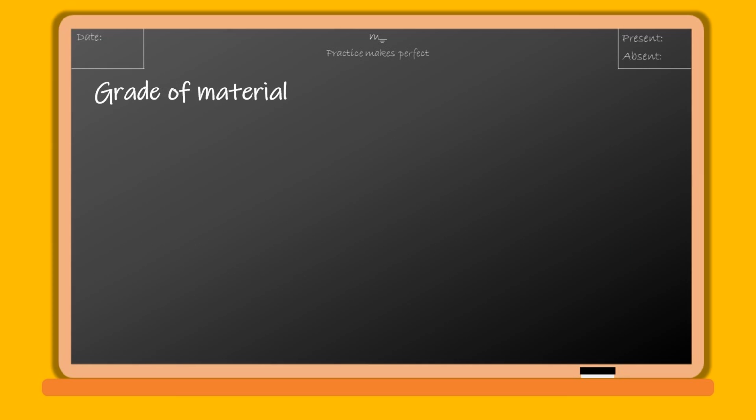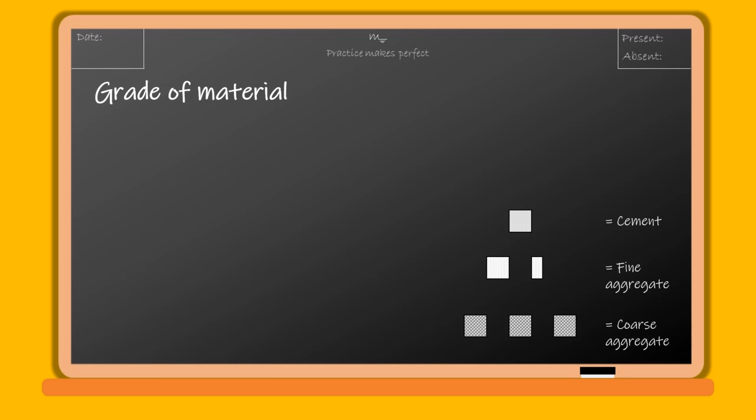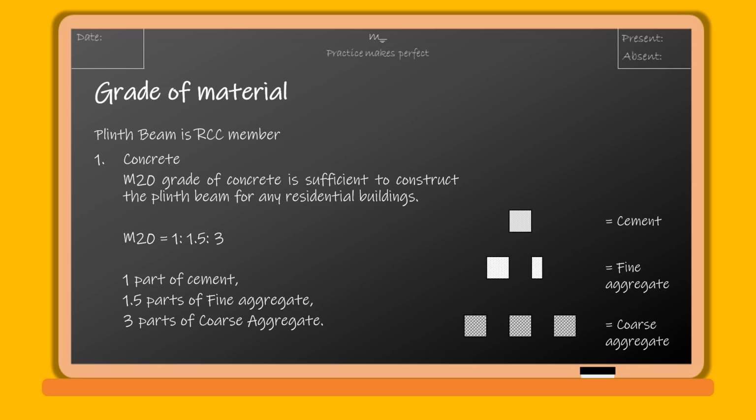We know that the plinth beam is RCC member. So, it contains both the concrete, and steel reinforcement bars. The sufficient grade of concrete, and rebar for the plinth beam is as follows. Concrete. M20 grade of concrete is sufficient to construct the plinth beam, for any residential buildings. Which means target strength of concrete must not be less than 20 Newton per millimeter square. M20 grade concrete contains 1 part of cement, 1.5 parts of fine aggregate, and 3 parts of coarse aggregate.